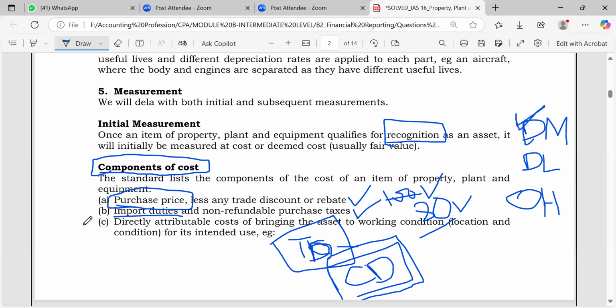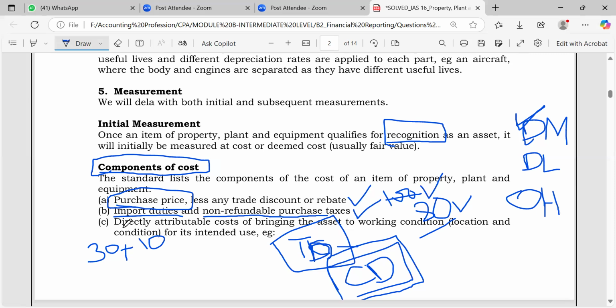An asset costs $30 million. I've been told to pay 10 extra dollars, and they are not refunding me. It means it's just part of the asset. Very obvious, right? That's import duties and other non-refundable taxes. As long as the tax is non-refundable, it increases the cost of the asset.